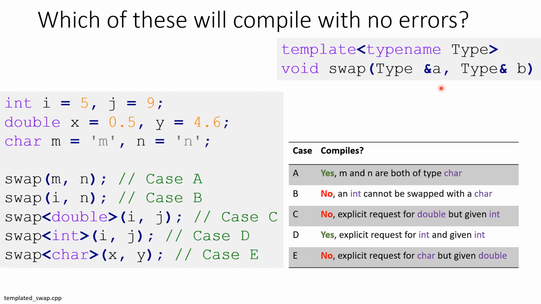So first one, m and n are of the same type, so they will compile. Second one, the integer and char are different types, so it won't. Third one, no, because it requested for double but given integer. And fourth one, yes. And the last one, no.